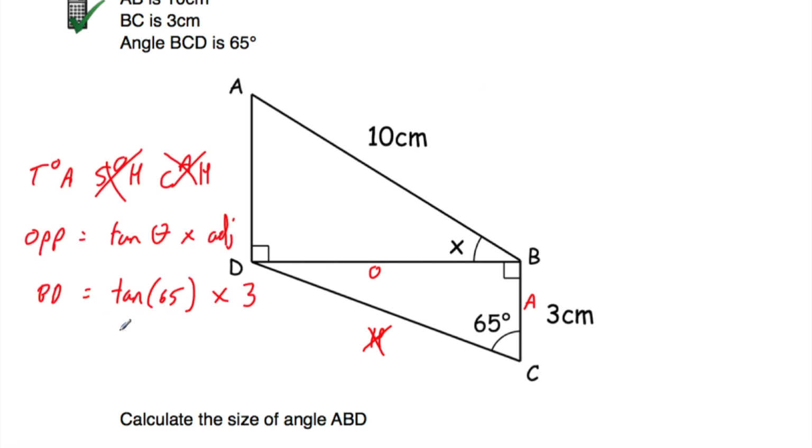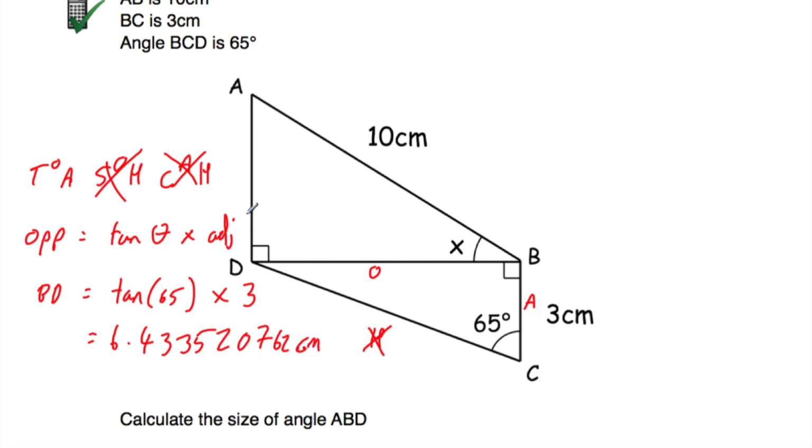And I've just moved that up to give us a bit more room. So to work out BD, the length of this side, we're going to do tan of 65 multiplied by 3. So let's do that. And that's equal to 6.433520762 and so on centimeters. So that's the length of BD.